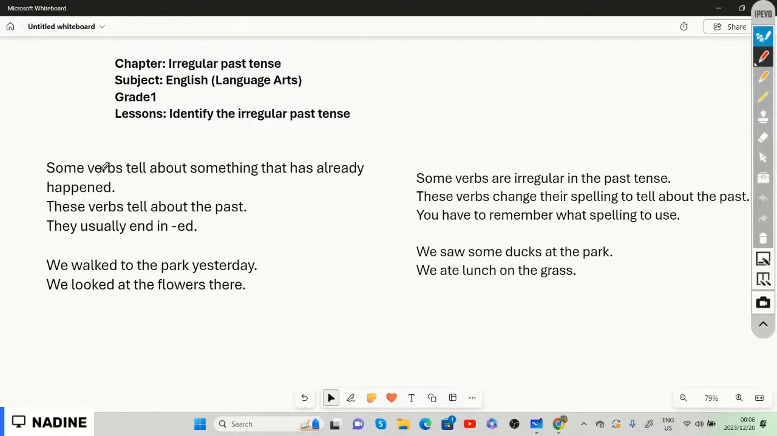So basically, some verbs tell about something that has already happened, meaning it happened already, it is gone, it's done. We've moved on. So these verbs tell about the past. And usually verbs that tell us about the past end in ed, or just d if the verb ends with an e.